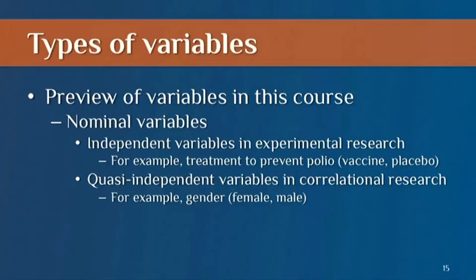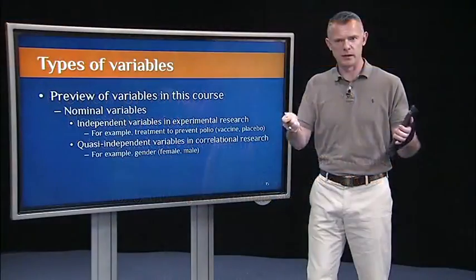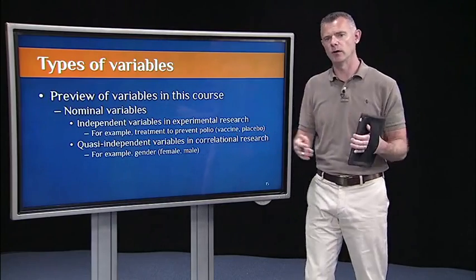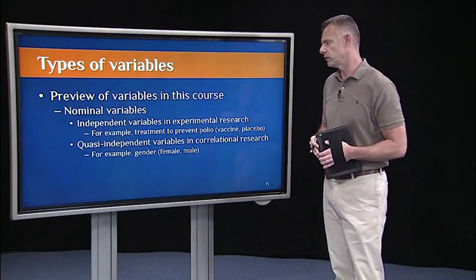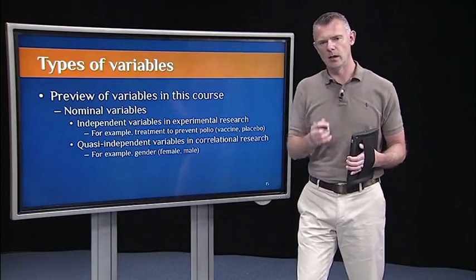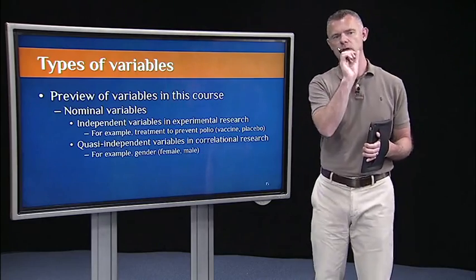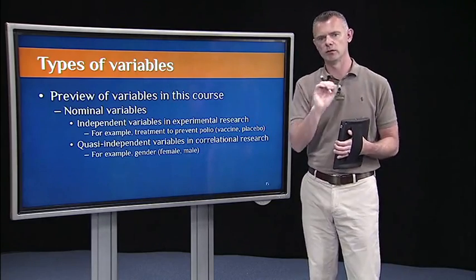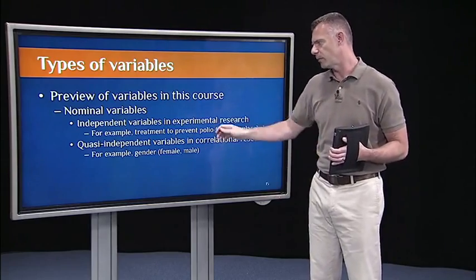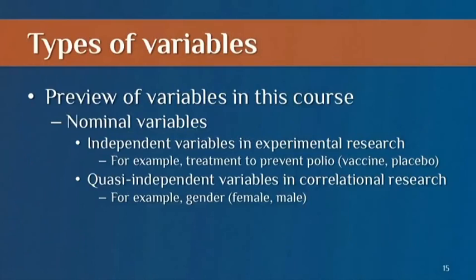Like the memory training experiment. They either got training or they didn't get training. That's just a nominal variable. Subjects are randomly assigned to one of those two conditions. The quasi-independent variables are also an example. So the sports-related concussion, there was concussion, no concussion. Those are just nominal groups. Another good or popular quasi-independent variable is gender, female, male.